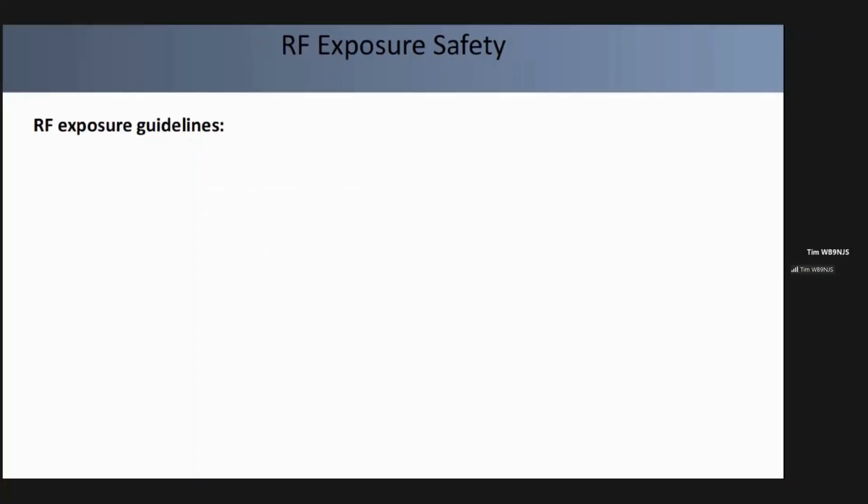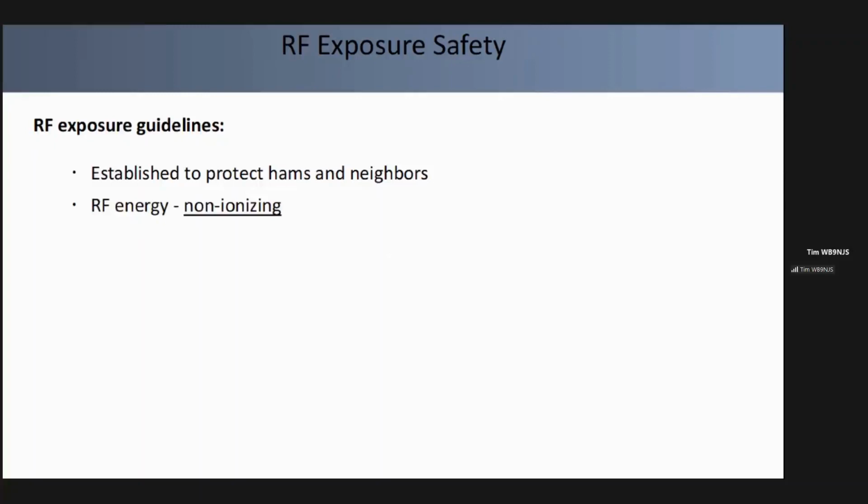Okay, into the second section for G0, and that is RF exposure safety. This section was added to the question pool around 1997 to make amateurs more aware of the potential danger to themselves and others from RF energy radiated from their antennas. And it was established to help not just hams and their families, but their neighbors as well.